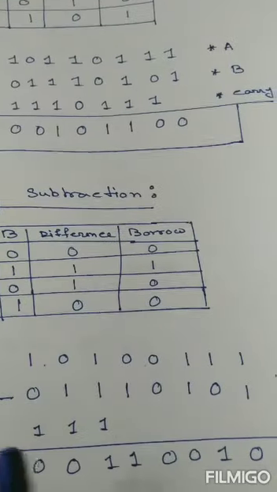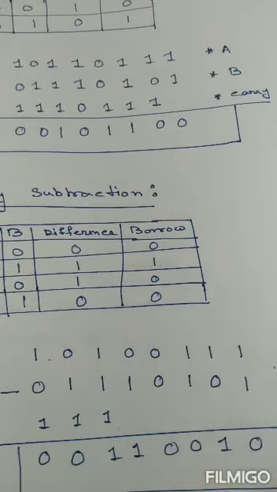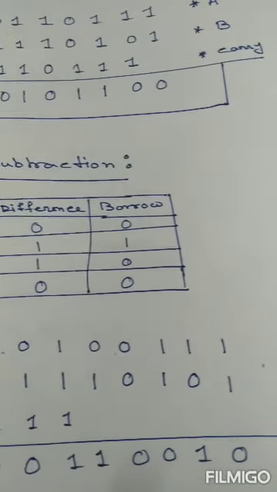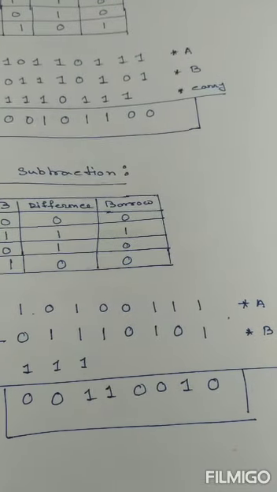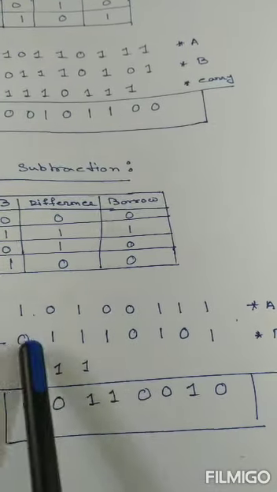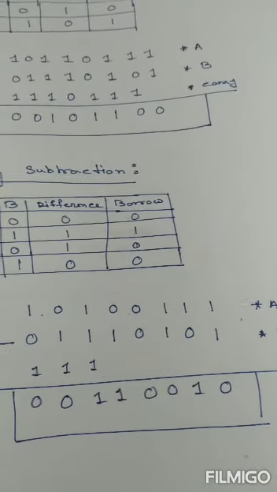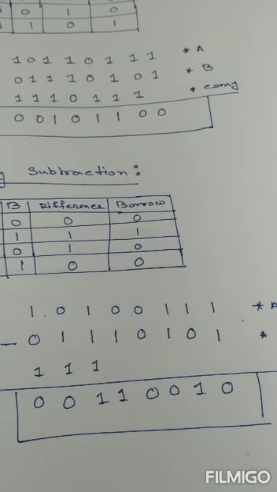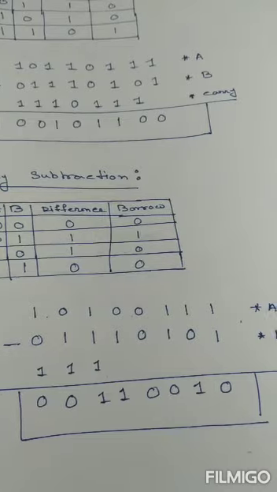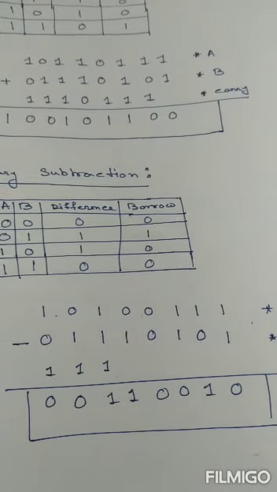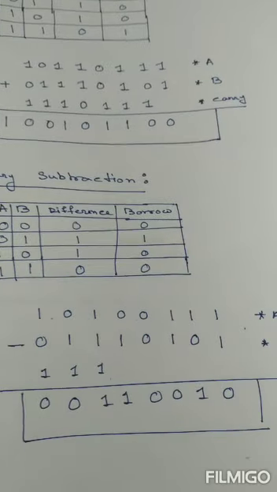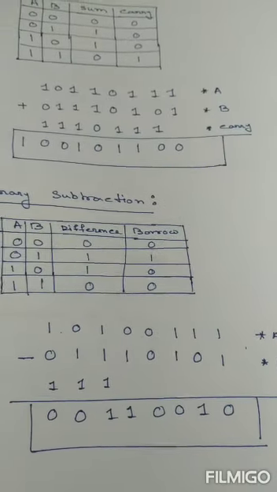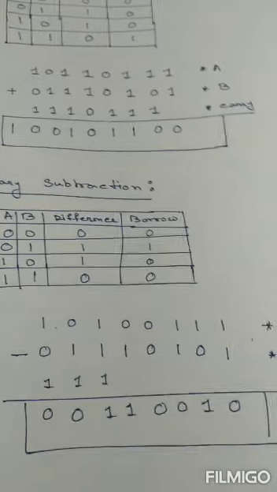Take an example, that is 101001111 minus 01110101. First, you will do A minus B. Suppose this number is A and this one is B. And then A minus B, and you will get a difference. Then from this difference, you will subtract the borrow. Okay. So A minus B, then minus borrow.